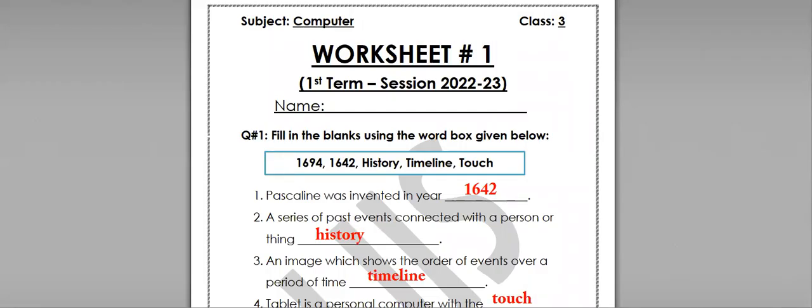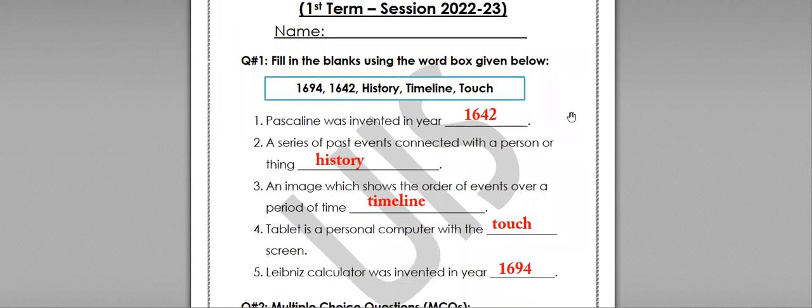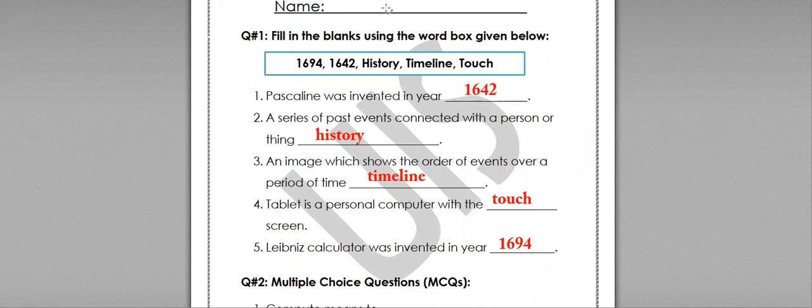Hi, this is worksheet number 1 for subject computer. Now, the first question is about fill in the blanks using the word box given below. You have some options given and you have to mention the answer. Pascaline was invented in year dash. So we see the option 1642 is the right answer.